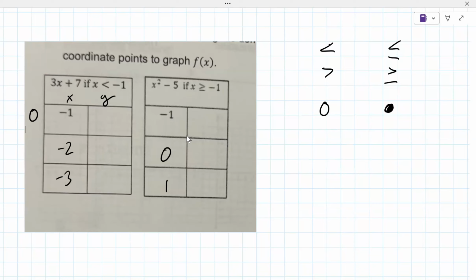Okay, all good. For the first one, I got 4, 1, and -2. Okay, good. And then for the other one, -4, -5, and -4. Good. All right.